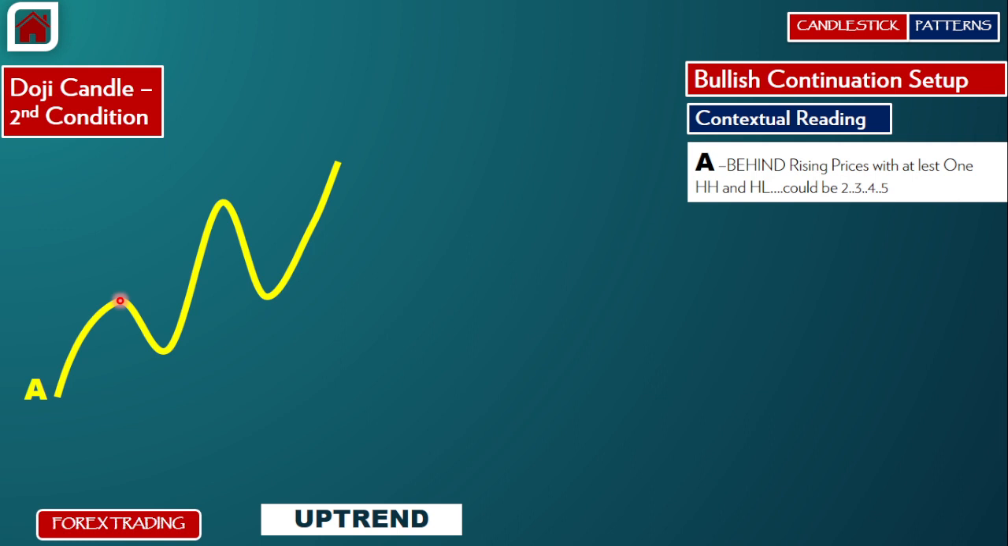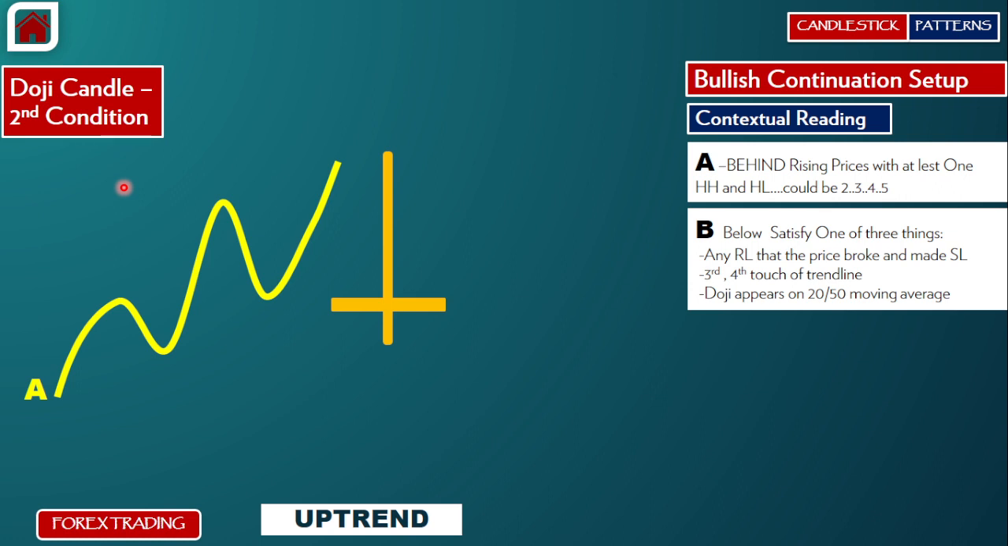So you see this high and high low, high and high low. Okay, this is what you see, what is behind the signal. Then we see this Doji candlestick, and then we move to the next step. So when this Doji candlestick appears, we want to see what is below this candlestick.